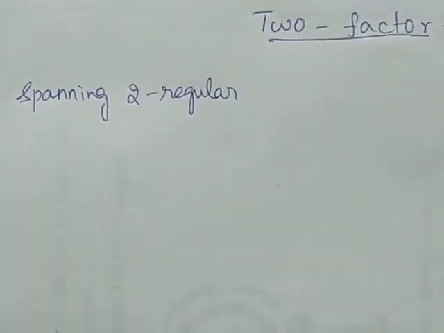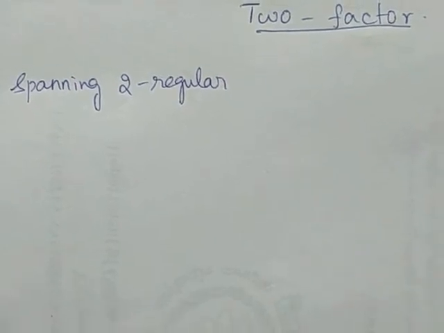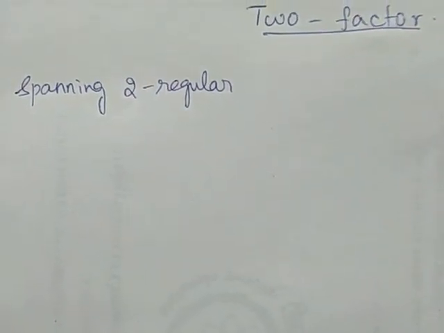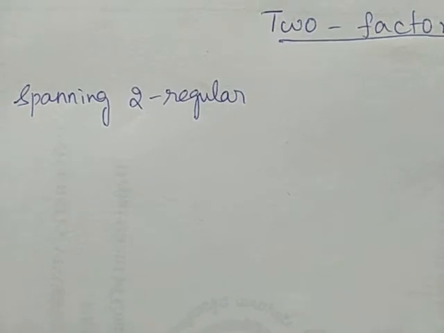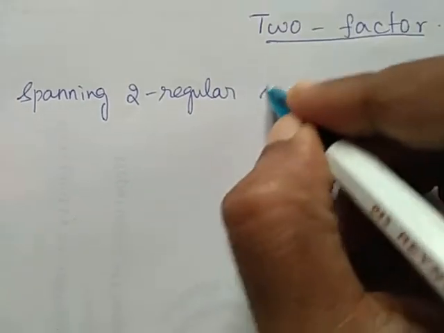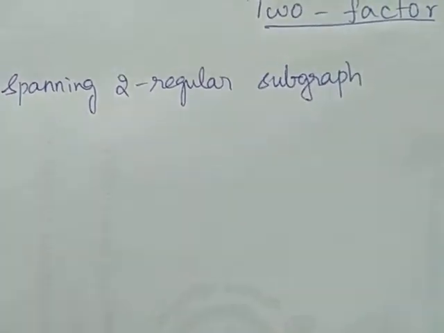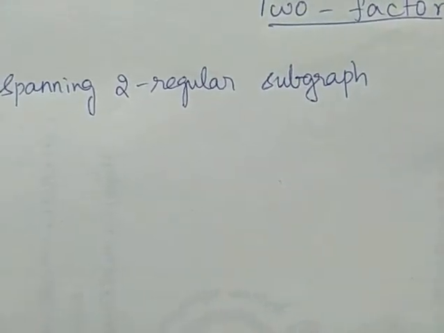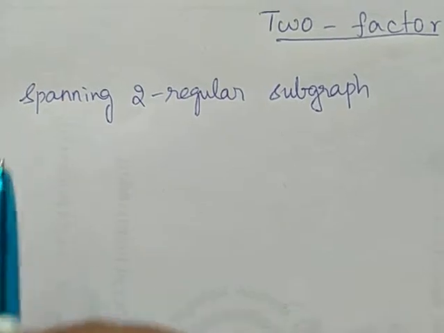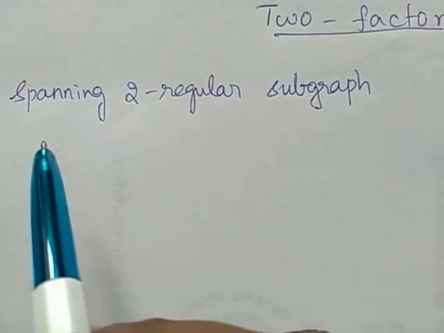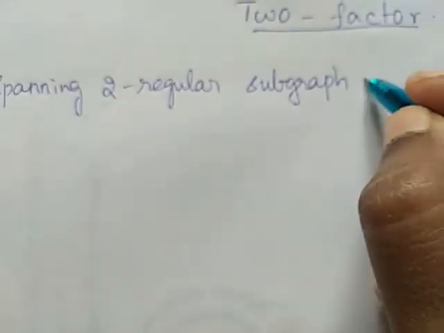So if it is two regular, all the vertices should have degree 2. Spanning subgraph means whatever vertices present in graph G, all the vertices should be present in the subgraph also. So two factor is a spanning two regular subgraph of G.